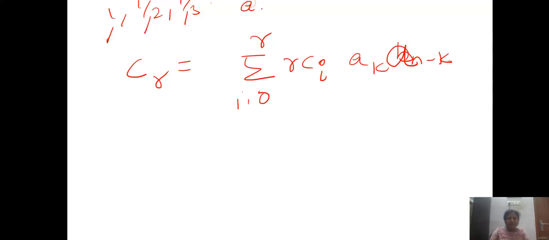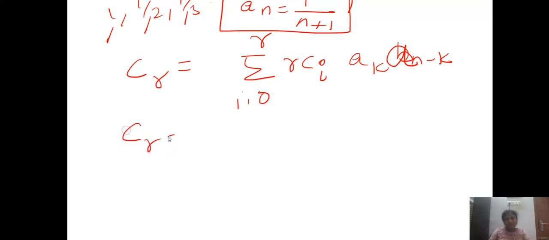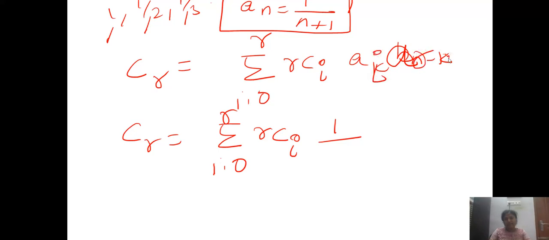Can you notice the pattern? Then what is a_n? a_n is 1/(n+1), right? So therefore this C_r is equal to the summation for i equal to 0 to r of rCi, a_i times a_{r-i}. We don't have any k term. All we have is i and r. This is 1/(i+1) multiplied by 1/(r-i+1).